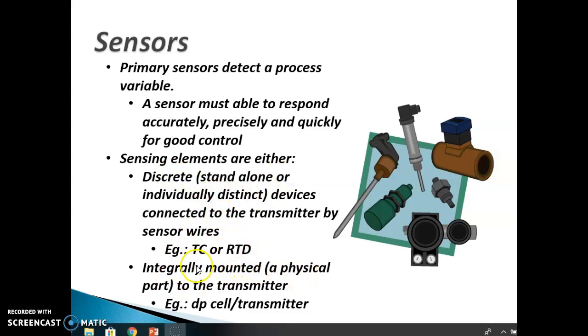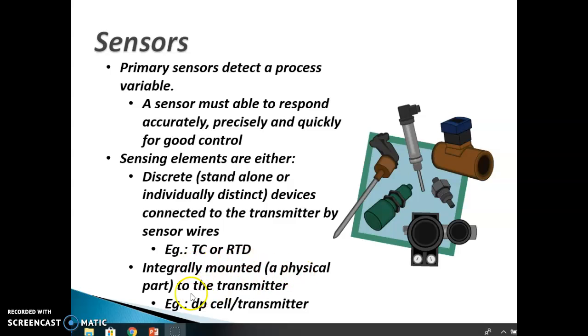The discrete is like your thermocouple or your RTD. You saw them in the lab. You had a couple of wires that are just down a thermal well. They're in the actual process element and they're detecting a temperature. Sometimes they're detecting a resistance. So they're both sending signals and then that goes to a transmitter. And then the transmitter takes those readings and converts it.